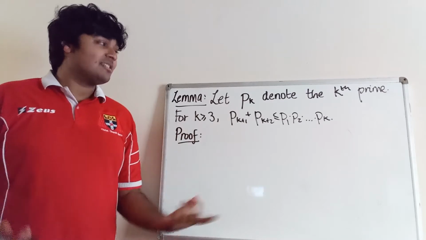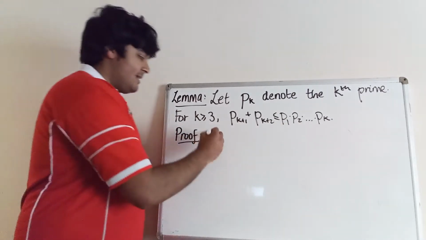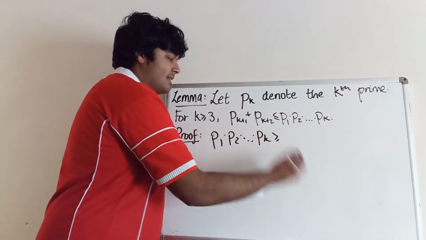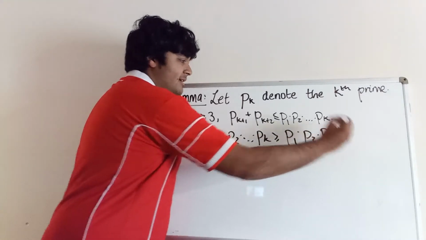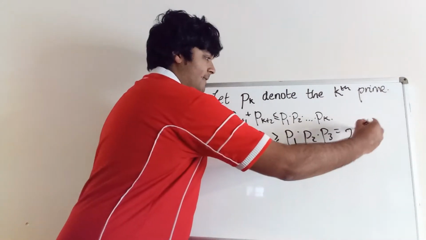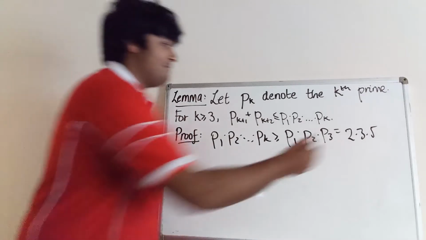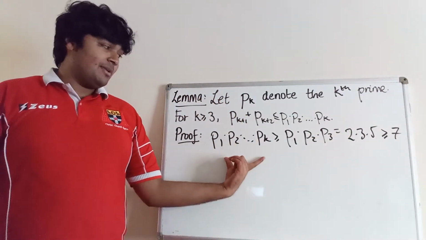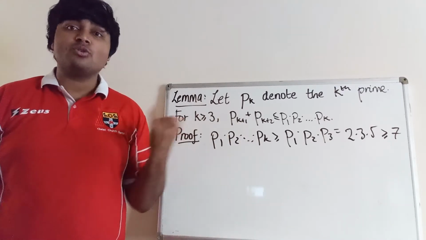Because k is at least 3, this right-hand side here, p1 times p2 times so on, all the way up to pk, is certainly going to be bigger than or equal to p1 times p2 times p3, but that's just equal to 2 times 3 times 5, which is 30, and 30 is certainly bigger than or equal to 7. So that means p1 times p2 times so on all the way up to pk can be written as a sum of two co-prime integers.